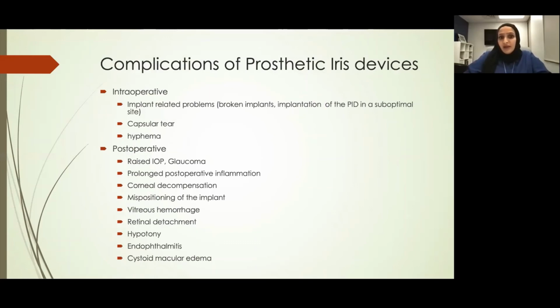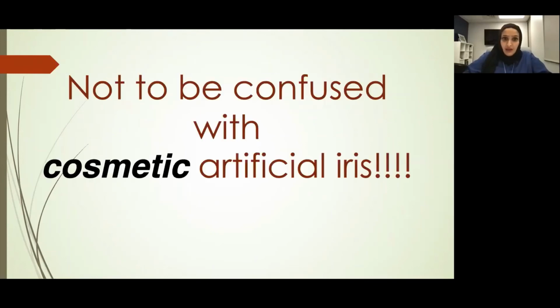Complications of prosthetic iris devices. Intraoperatively, we have the implant-related problems such as broken implant. As I told you, the modified CTRs are very brittle. Implantation of a prosthetic iris device in a suboptimal site, like if it's anterior to the iris, or if it is implanted in the angle, or if we get a PCR and then it migrates to the vitreous. If we get a capsular tear, hyphema, because we manipulate the iris, and usually it's self-limiting. Post-operative complications are raised intraocular pressure, prolonged inflammation since we're dealing with the iris, corneal decompensation, malpositioning of the implants, vitreous hemorrhage, retinal detachment, hypotony, endophthalmitis, and cystoid macular edema.